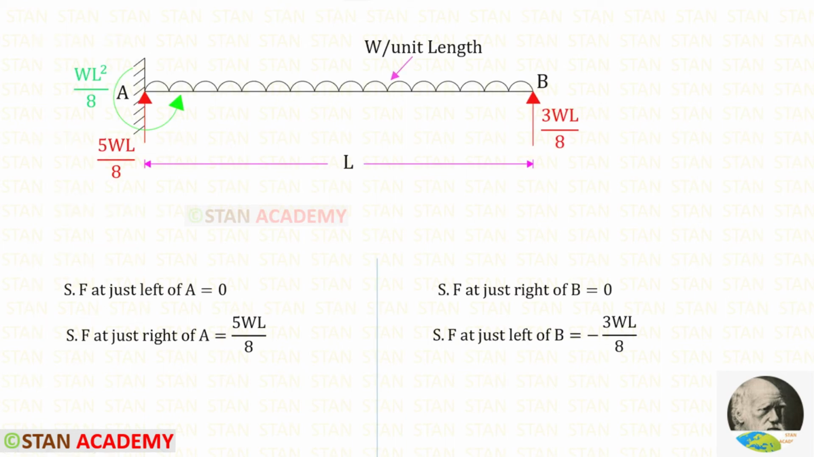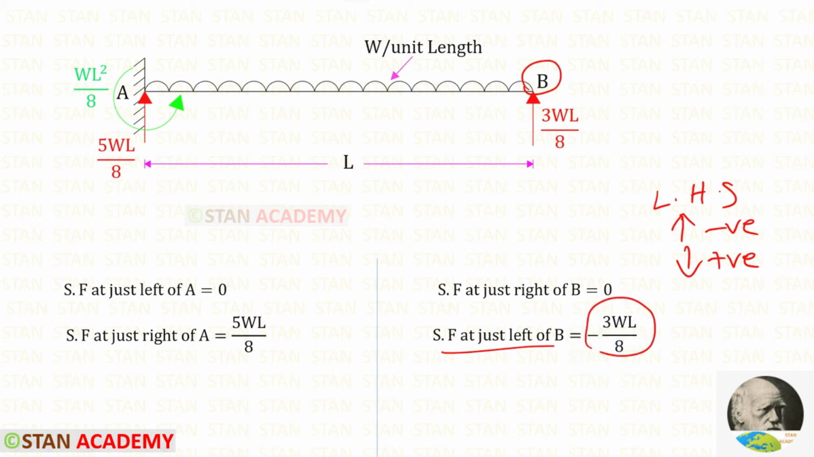Now we are going to draw the shear force diagram. To find the shear force at point A, we can use the right hand side rule. Upwards will be positive and downwards will be negative. Using that, for shear force just right of A, we will get 5WL upon 8. To find the shear force at point B, we can use the left hand side rule. Upwards will be negative and downwards will be positive. Using the rule, for shear force just left of B, we will get minus 3WL upon 8.